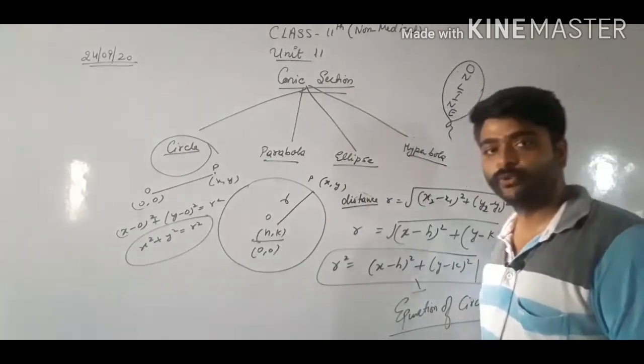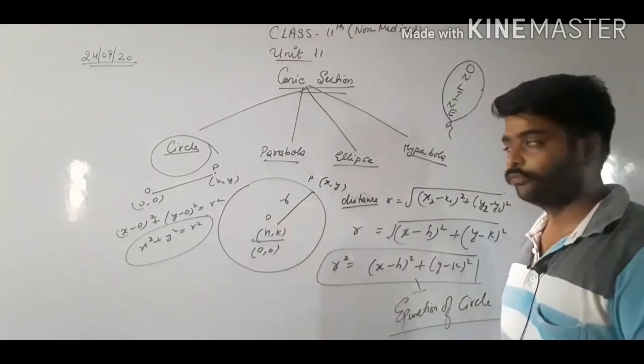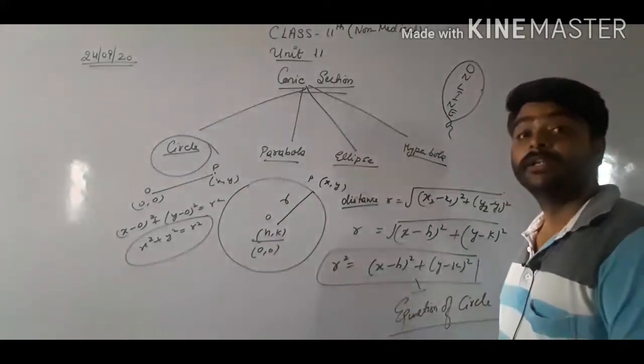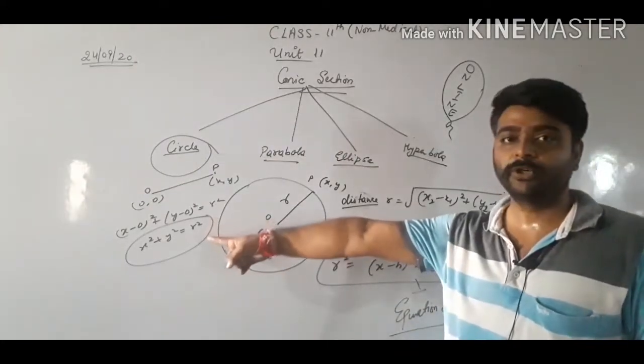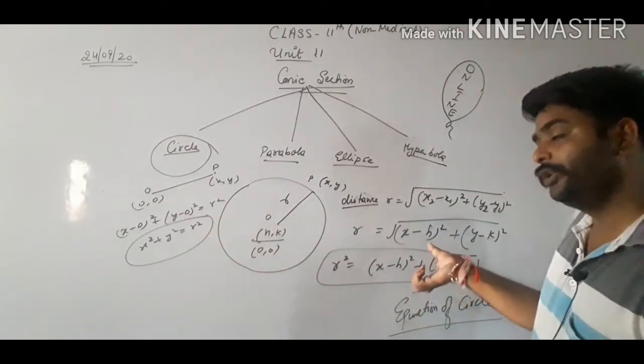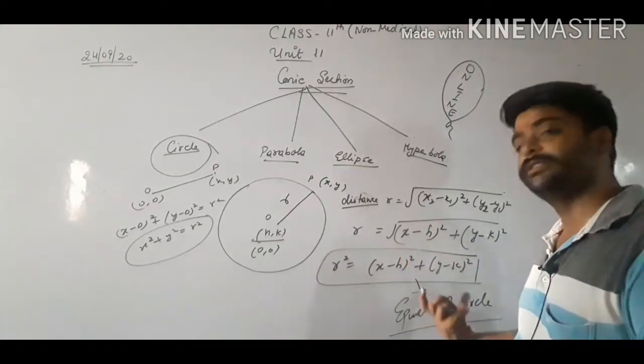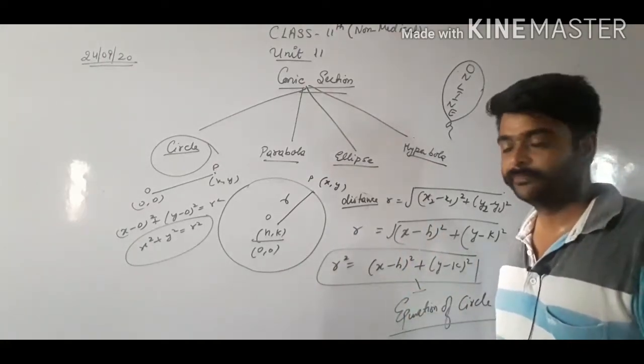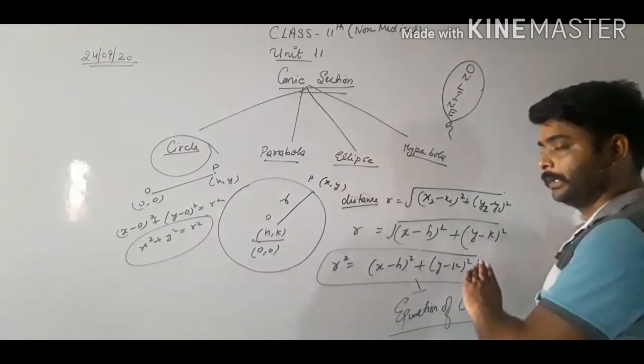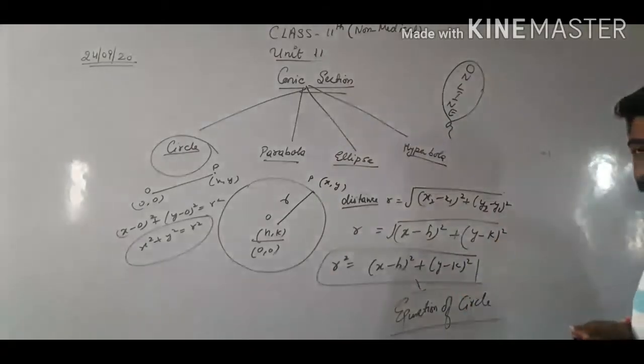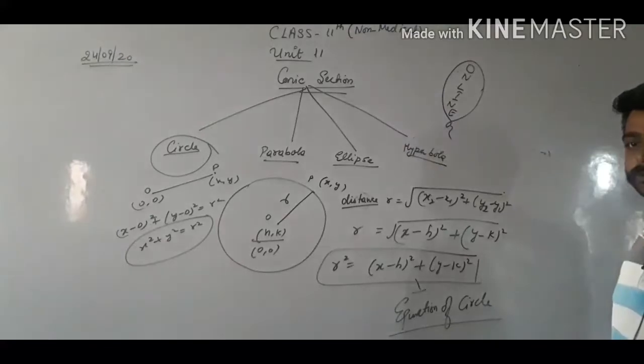Okay, these are the two equations of the circle with which you can easily find the radius. That is the condition only for the origin. When the center is at the origin, then we will consider this equation. Any doubt class? Now I am going to rub this. You can take a screenshot.